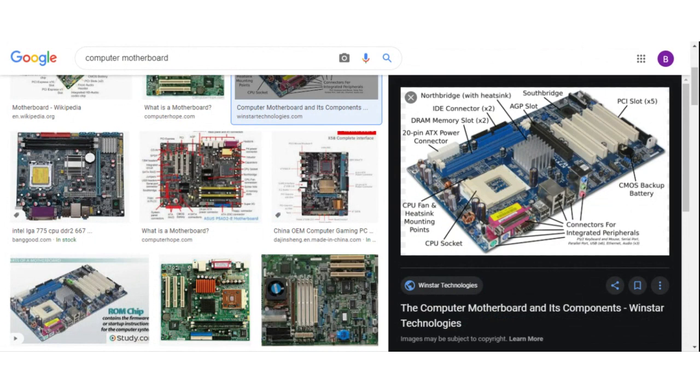So we can discuss now some of the ports which are used in the computer motherboard. We have what we call the ports. For example, you can have the VGA port, the HDMI port, the USB port. So what is a port? What is a port according to you? Because I want to discuss the port.